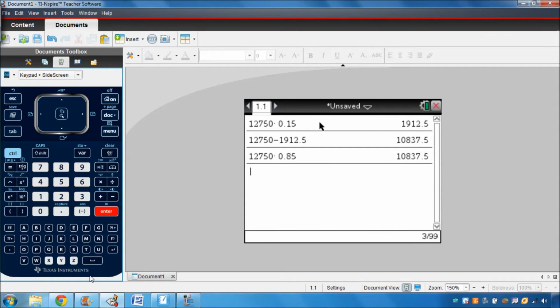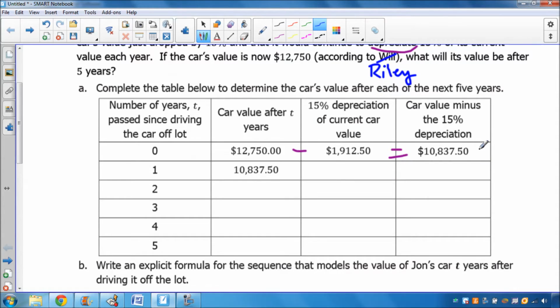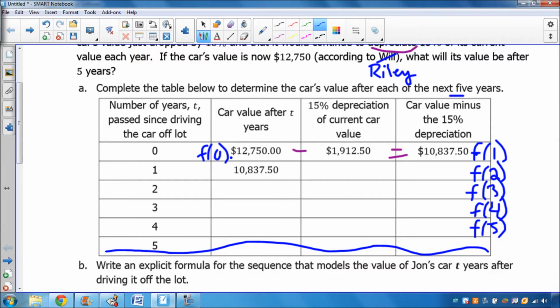So you don't have to fill in this column right here to figure out the rest of your answers. But this is how much money you'll have after year 1. Okay, so the number of years passing since driving the car off the lot, this value right here is f of 0, but this answer right here is f of 1. So we need to figure out how to get the answer all the way up until we get to f of 5, because it says over the next 5 years. So figure out what f of 3 is, f of 4 is, and then f of 5. So we really don't need this bottom line right here. So right here, this is what f of 1 is. That's what it's equal to. And then we'll do our operation to figure out what f of 2 is.